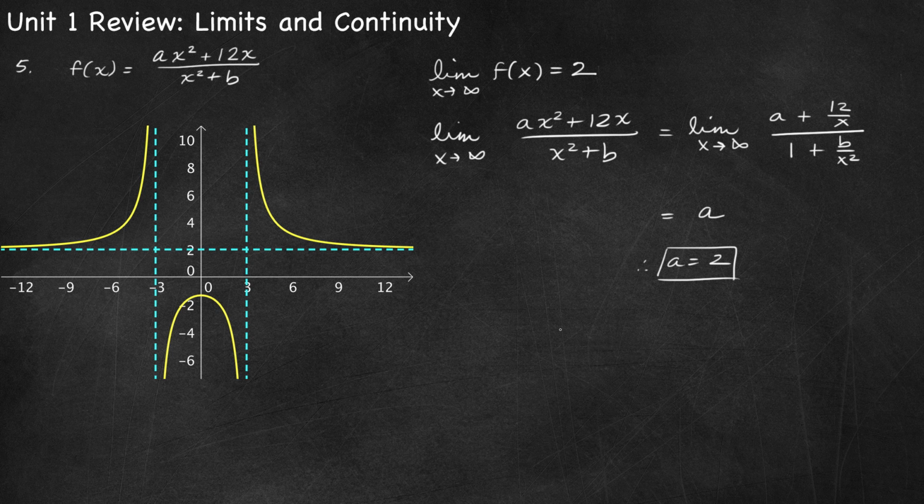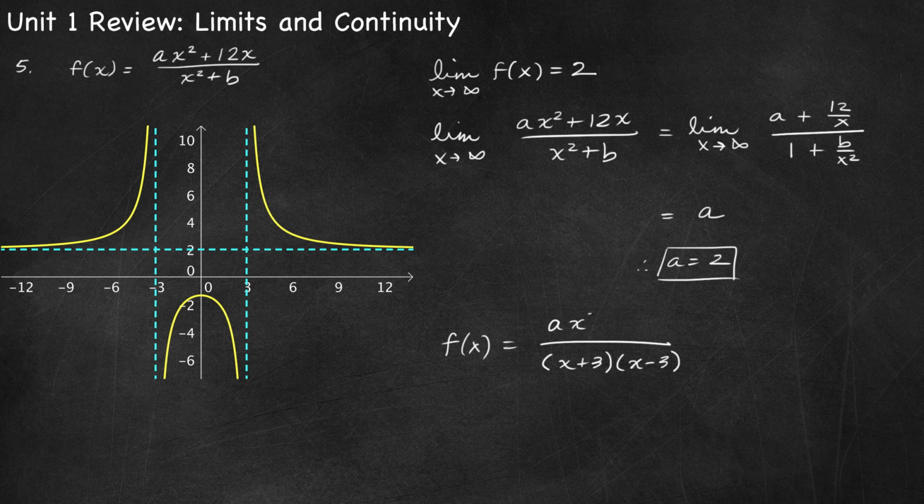Now to find the value of b, we want to think about those vertical asymptotes. I can see on the graph I have vertical asymptotes at plus or minus 3. And that tells me that in my function, in the denominator, I must have a factor of x plus 3. That gives me the asymptote at x equals negative 3. And x minus 3. That gives me the vertical asymptote at x equals positive 3.